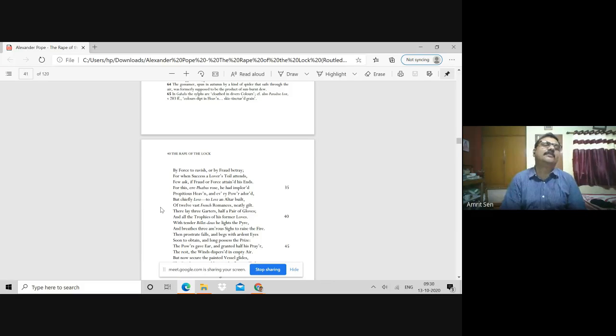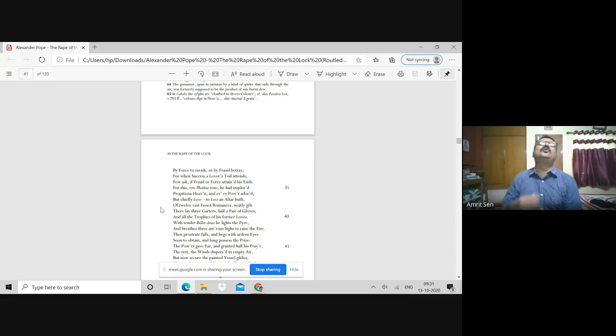Garters, for example, would refer to the lower half of the dress, and of course the handkerchief. Please remember the handkerchief. When a lady gifted a man her handkerchief, it was a symbol of love. You will remember the havoc that the handkerchief of Desdemona caused in Othello. Right, so there lay 3 garters, half a pair of gloves, and all the trophies of his former loves.